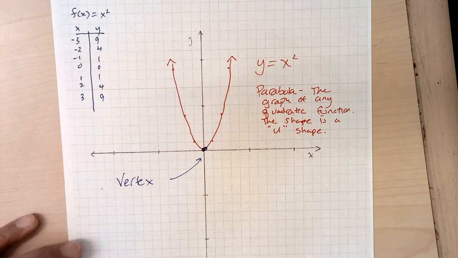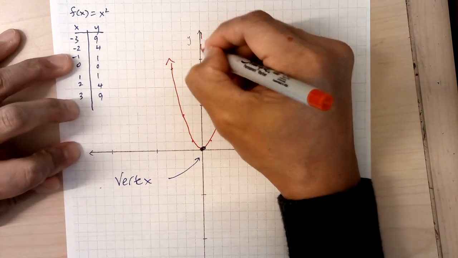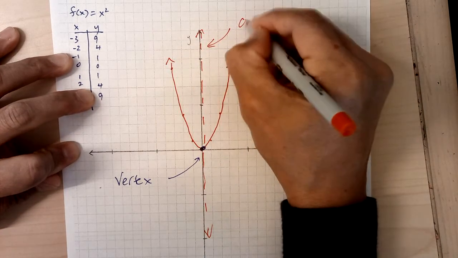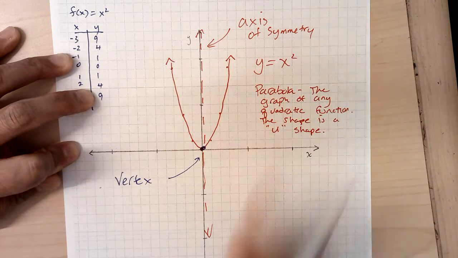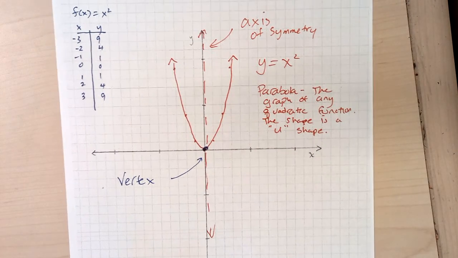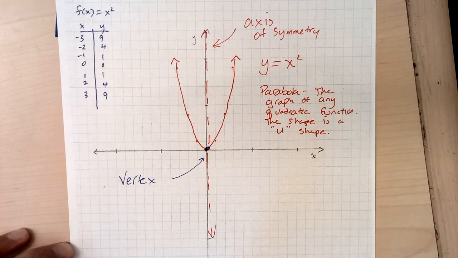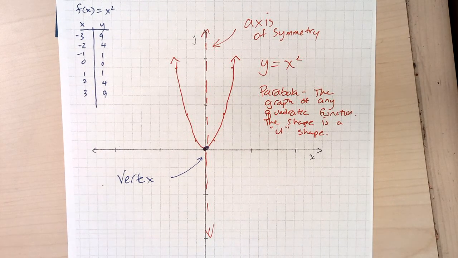The graph is symmetrical, and what that means is the left side is like a mirror image of the right side. So right down the middle here is what's known as the axis of symmetry or the line of symmetry. The axis of symmetry always goes through the vertex, and it goes through the middle of the graph. If I were to fold this piece of paper over on the axis of symmetry and hold it up to the light, then the left side would be a mirror image of the right side. That's what the axis of symmetry tells you on the graph.